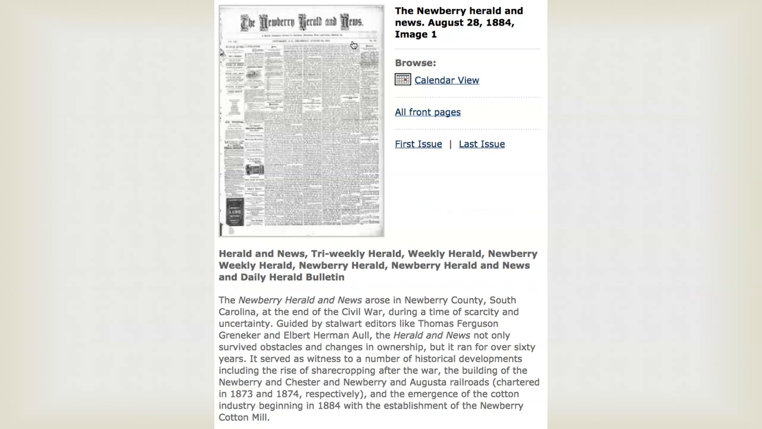Here's an example of an image from the Newberry Herald and News from August 28, 1884. It talks about what was going on in the community at that time. Very useful information, such as who owned the business, who the editors of the newspaper were, and what was going on in Newberry, such as the rise of sharecropping, the building of the railroads, or the emergence of the cotton industry. All of these things were really critical to the business and functioning of the town of Newberry, South Carolina.